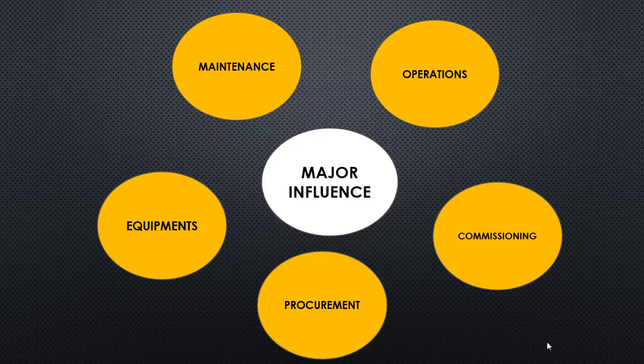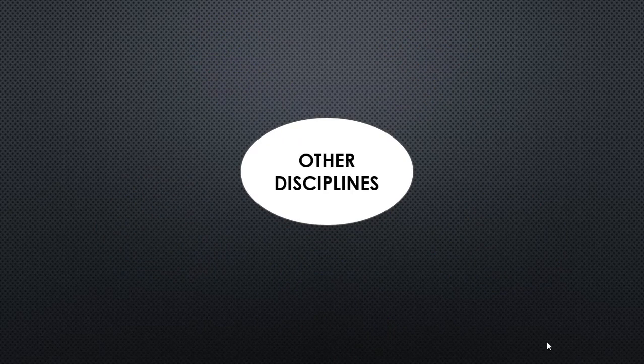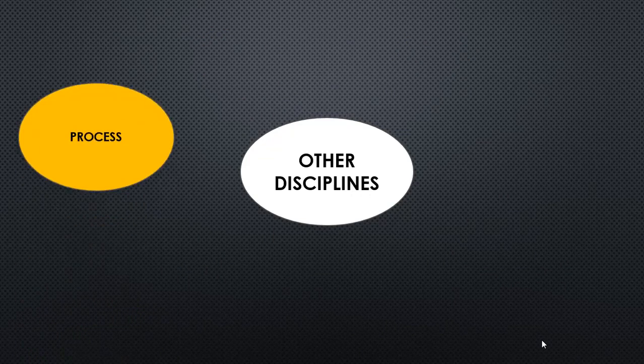Let's move on to the next topic, which is the last topic, which is nothing but how much you know about the other disciplines. In order to do piping design, we are dependent on certain inputs from other disciplines. So it is really important for a piping design engineer to understand the work process of the other disciplines on whom we depend for certain inputs. The first discipline is process.